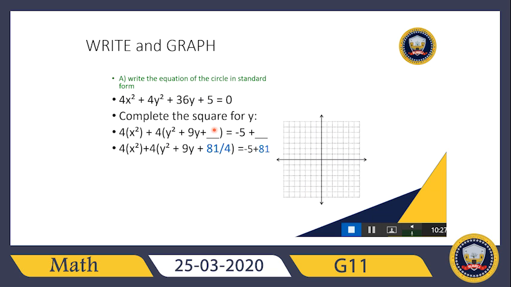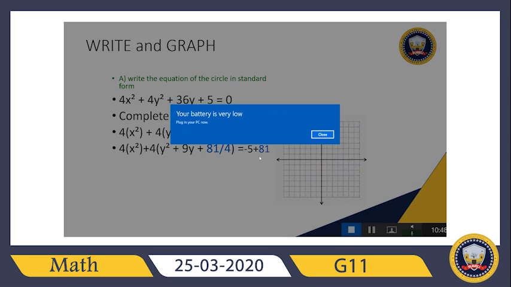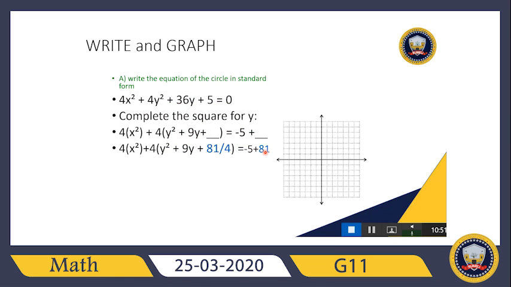To fill these gaps, we have to take this number, as we said, divide it by 2, and then we square this. So 9 divided by 2 squared, this would lead to 81 over 4. We add this number here, and we add the same number on the other side. Okay, now we add these constants to get 76, and we transform this parenthesis into a perfect square. So now the equation is 4x squared plus 4(y plus 9 over 2) squared equals 76.